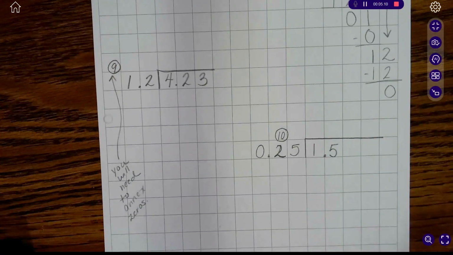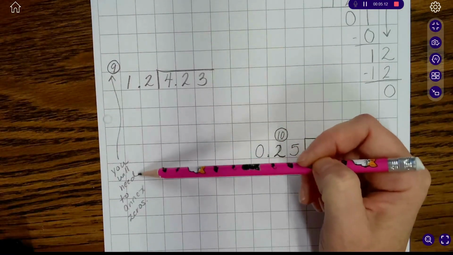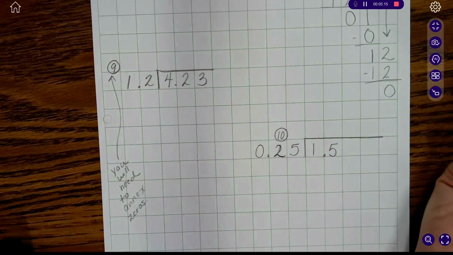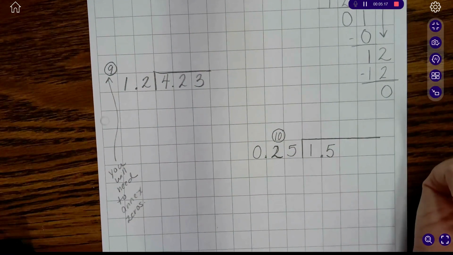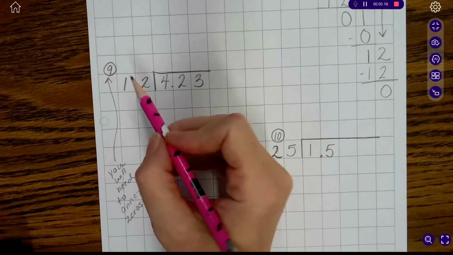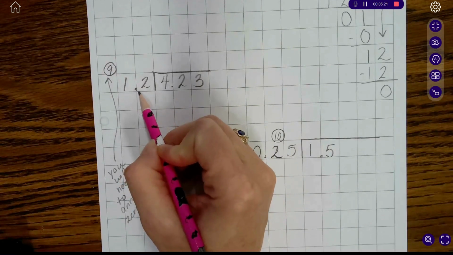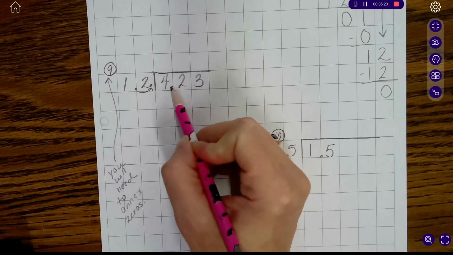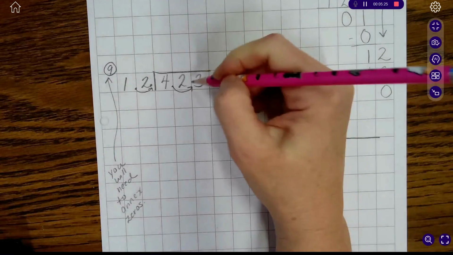Okay, now here we have a little note. You will need to annex zeros. That means you're going to have to add zeros. So keep that in mind as you solve this. So we have 1 2/10. We're going to move the decimal point over once and over once and bring it right up into the quotient.